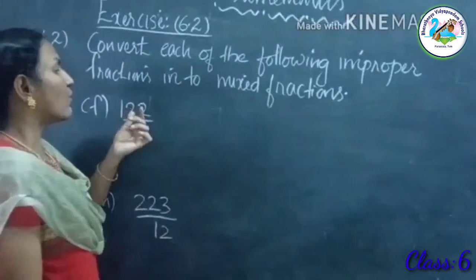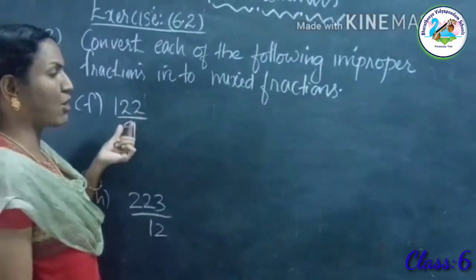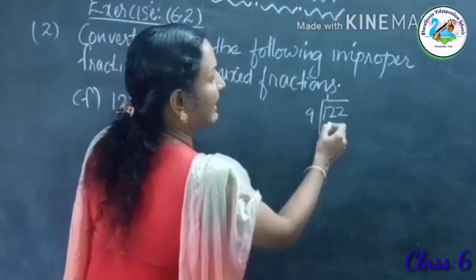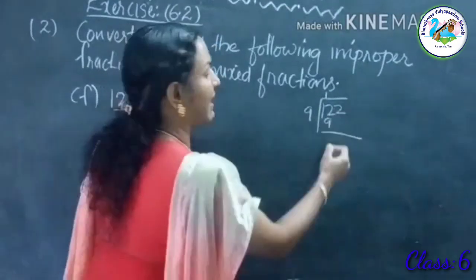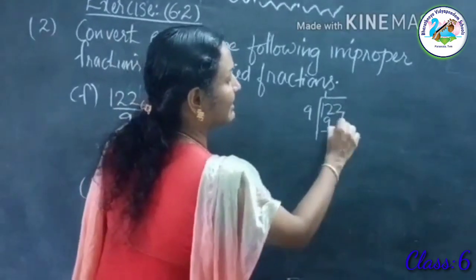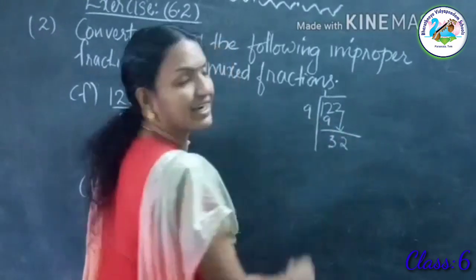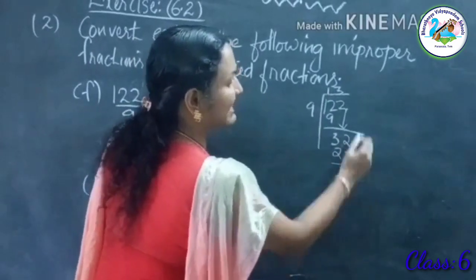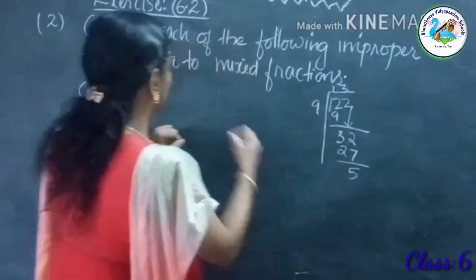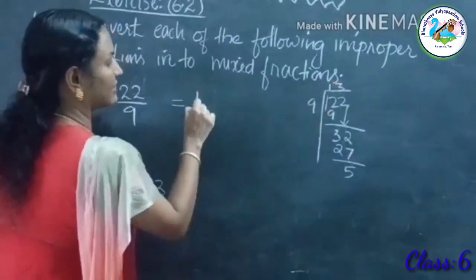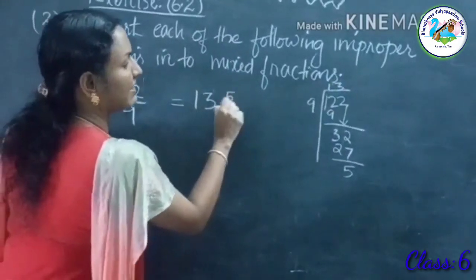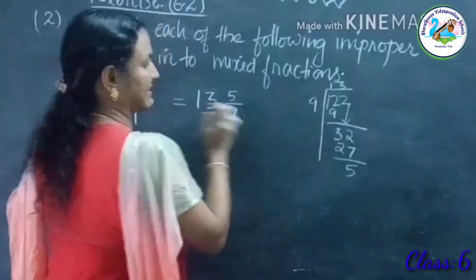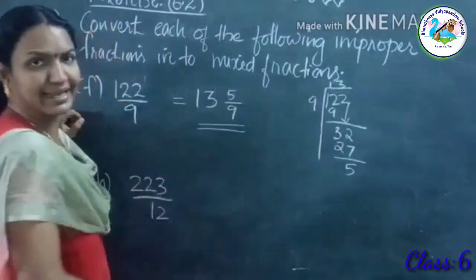Then option F, 122 by 9. It's an improper fraction. So 122 divided by 9. 1 9 is 9. Balance 3. The next number 2. How many 9s are in 32? 3 9s are 27. Balance 5. So it can be written as the quotient 13 into remainder 5 by divisor. Quotient into remainder by divisor. 13 5 by 9. It's a mixed fraction.